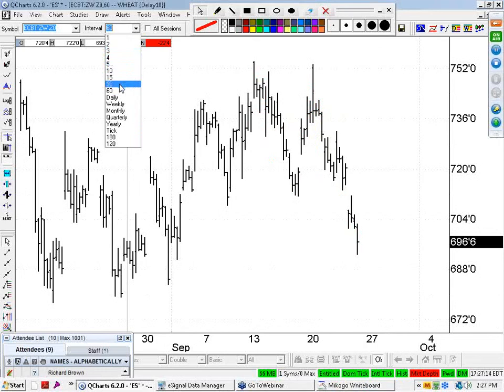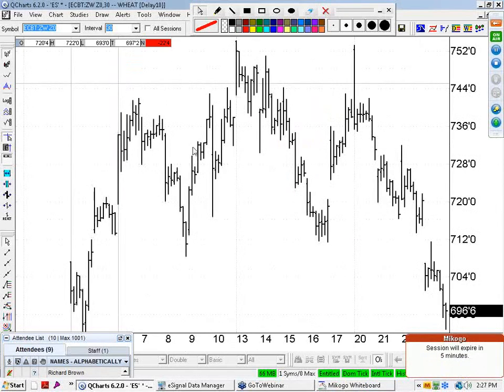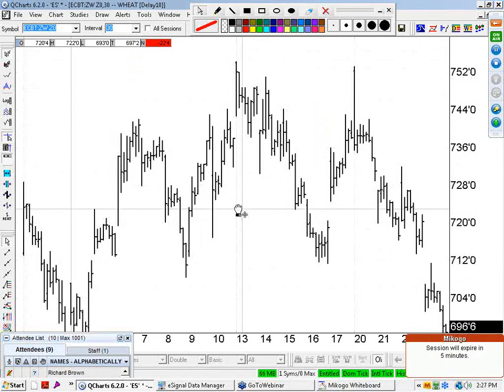We're going to go down to a smaller time interval chart, the 30-minute chart. Okay. On this 30-minute chart, what do we see?